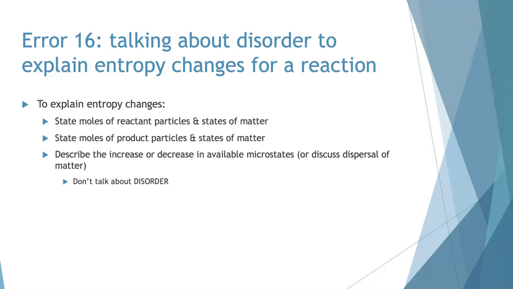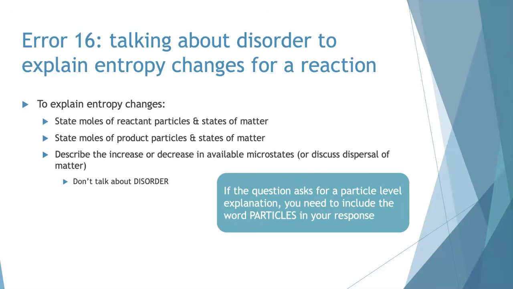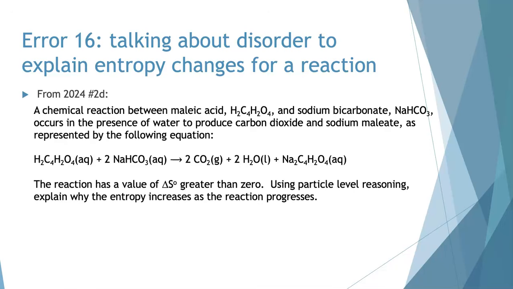Are there more possible arrangements of particles or fewer possible arrangements of particles related to the number of moles and the states of matter? And I want to also remind you that if the question asks for a particle level explanation, you really need to put the word particles in your response. Let's do an example. A chemical reaction between maleic acid and sodium bicarbonate occurs in the presence of water to produce carbon dioxide and sodium maleate as represented by the following equation. And here we go. The reaction has a value of delta S that's greater than 0. Using particle level reasoning, explain why the entropy increases as the reaction progresses.